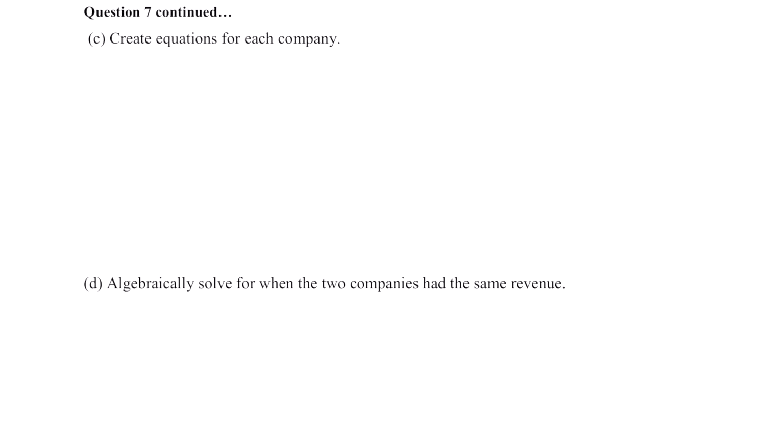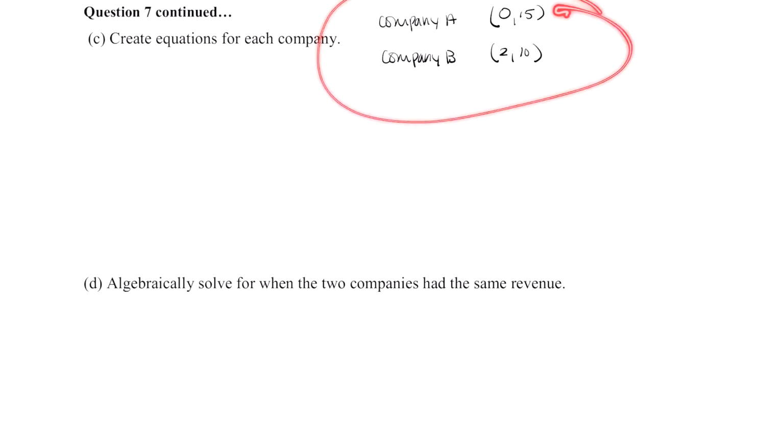Question 7 continued. Let's create equations for each company. And so let's recall, company A started in 2010, and we said X is the years since 2010, and they had a revenue of $15,000. Company B started in 2012 with a revenue of $10,000. So here we have our points for company A and B.